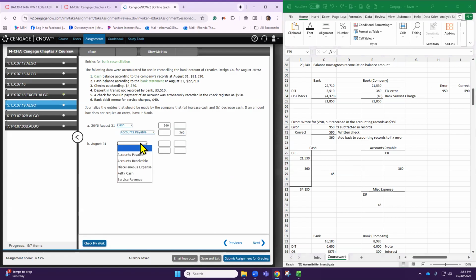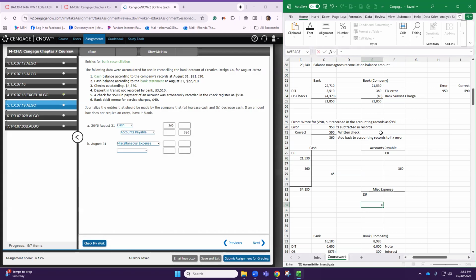And now we're ready to record the service charge. They said they put the service charge in miscellaneous. All right, so here it is.